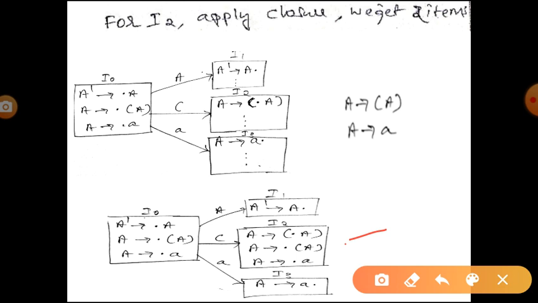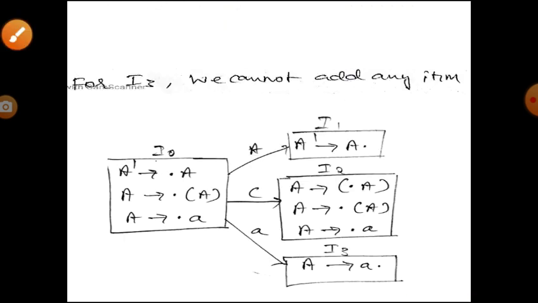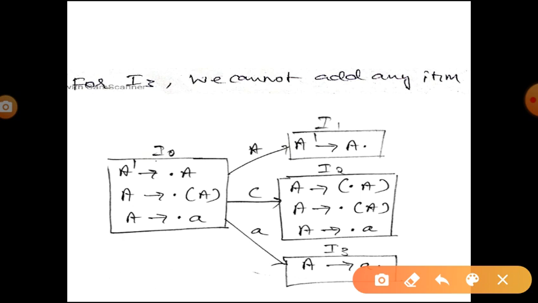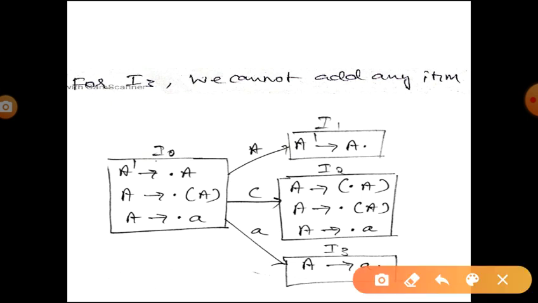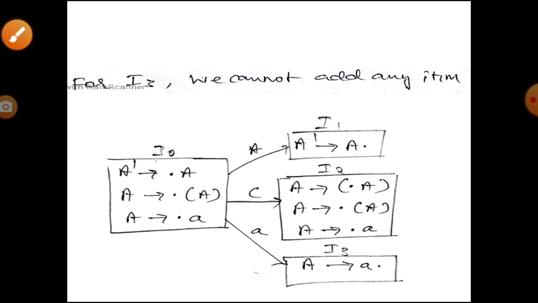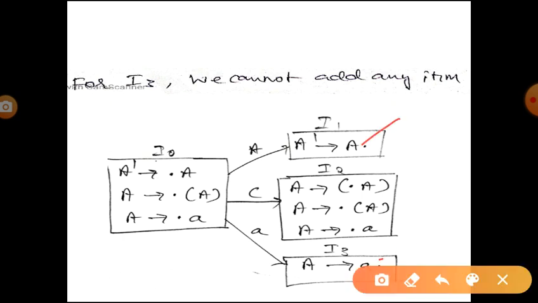Okay, move on to set I3. In I3, can you apply closure? No, because after the dot nothing is there. Here I'll tell you one more thing. The item where the dot is at the rightmost position in the body, we call such items final items. So this is a final item, this is a final item, this is a final item.